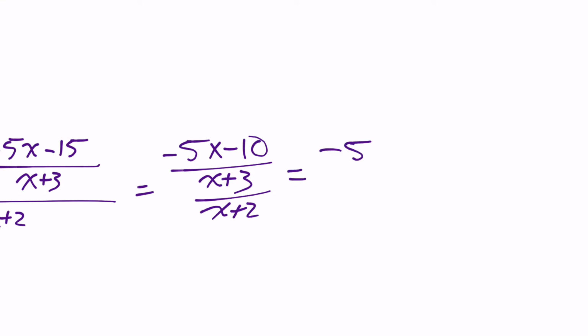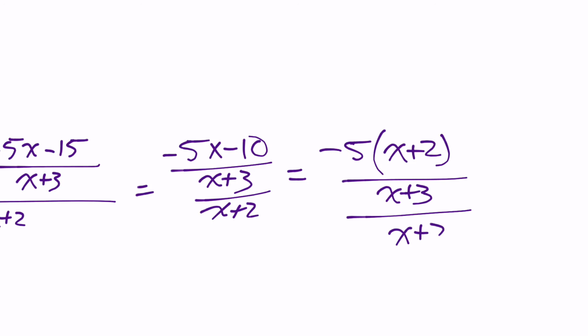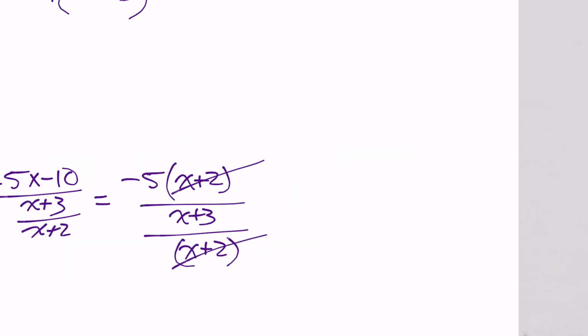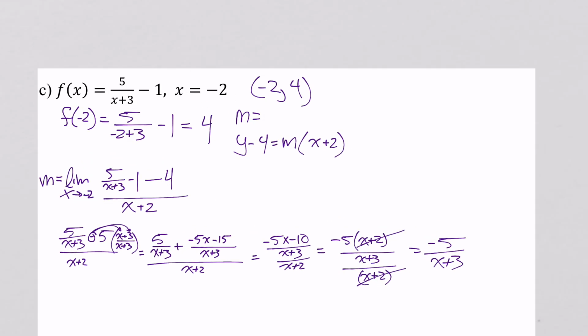So -5 times x plus 2, over x plus 3, over x plus 2. Notice we have an x plus 2, x plus 2. Those will eliminate each other, and we'll be left with -5 over x plus 3. So we've taken the hole out. So this limit simplifies down to the limit as x approaches -2 of -5 over x plus 3. We took the hole out. What do we do now?